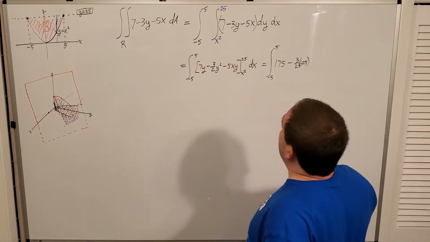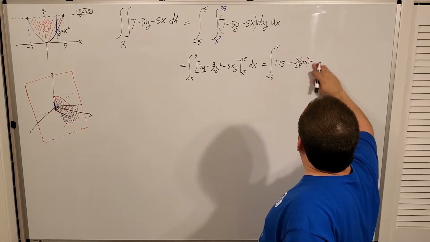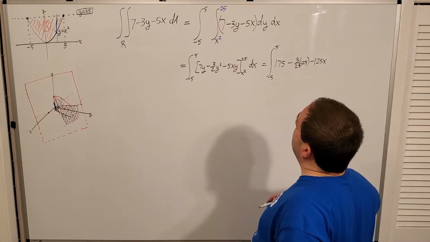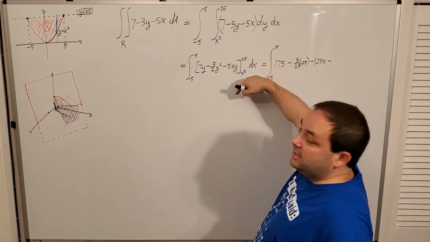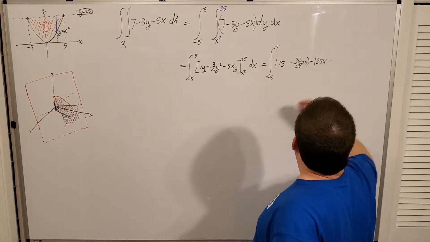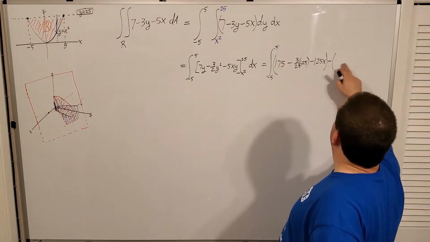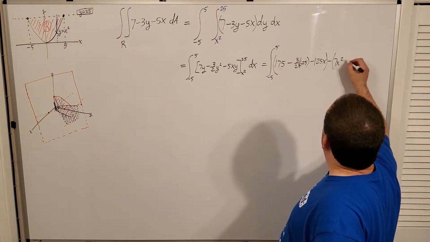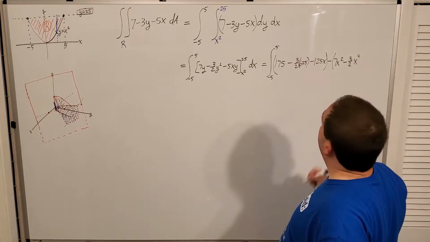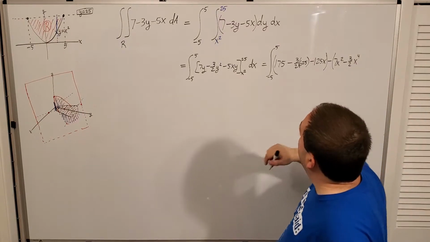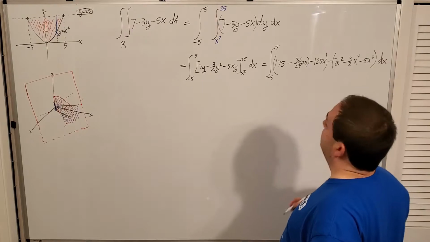Minus 5x times 25, so that's 125x. Next, I plug in x squared, so I'll have minus, don't forget we're on the minus side now, right? So subtract, I'll go ahead and put a parenthesis just to show that, right? This was the upper side minus the lower side here. 7x squared minus 3 over 2, that's going to be x to the fourth. And then right here I'm going to have minus 5x cubed dx, right?